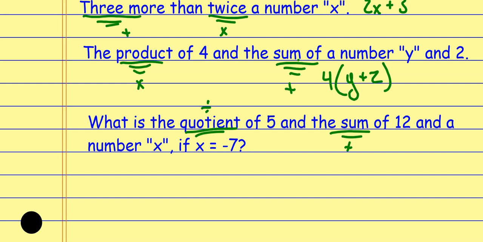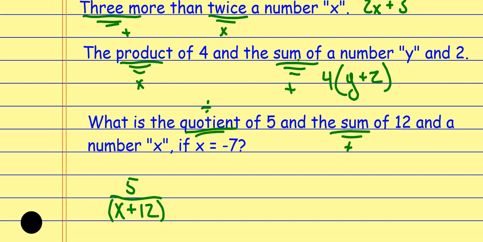So that sum has to happen first. That's the number x and 12. Okay? And it says the quotient of 5 and that sum, and notice the order there, it's 5 divided by the x plus 12. And notice there are implied parentheses here. If you want to slap parentheses around it, that would be fine also, okay?